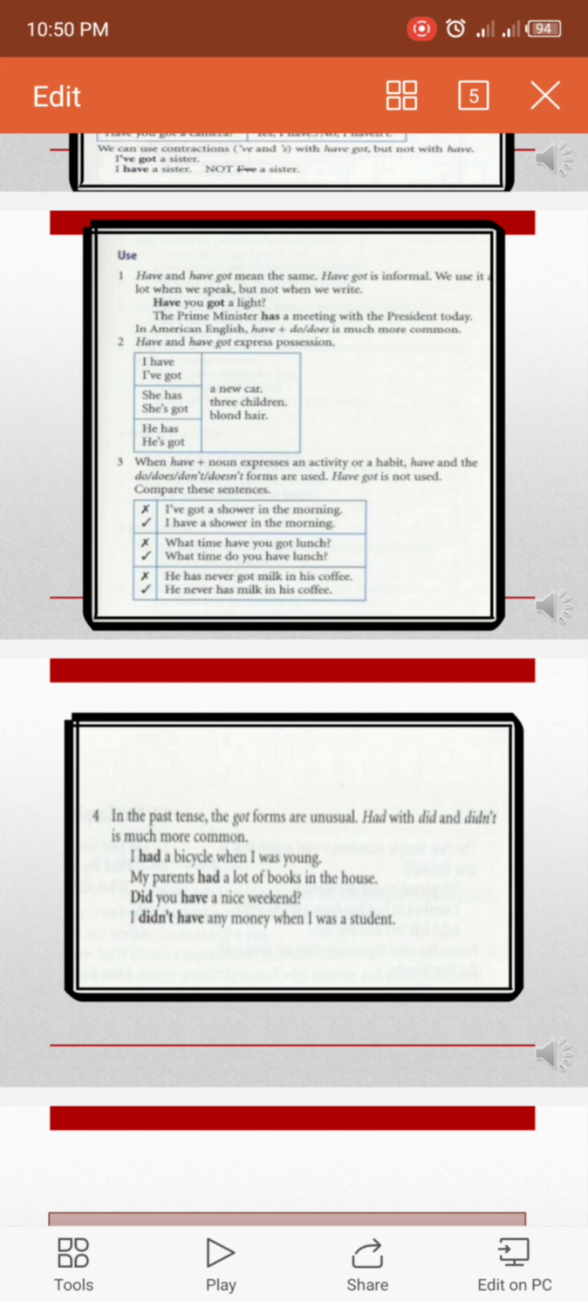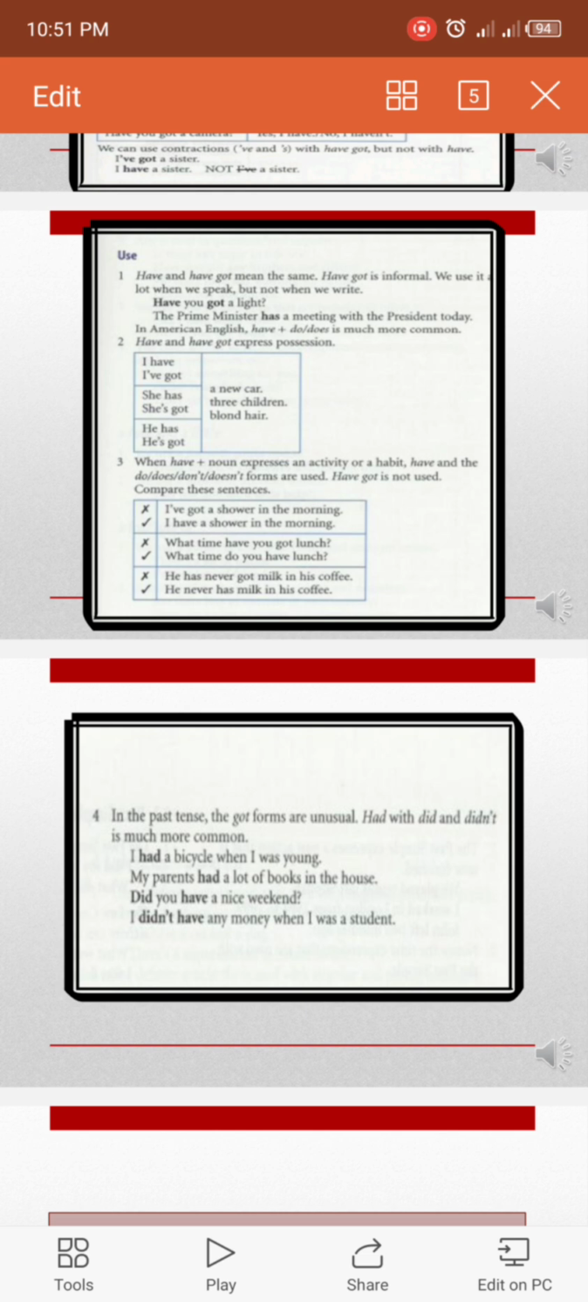Number 2. Have and have got express possession. For example, I have a new car. I have 3 children. I have blonde hair. I've got a new car. I've got 3 children. I've got blonde hair.